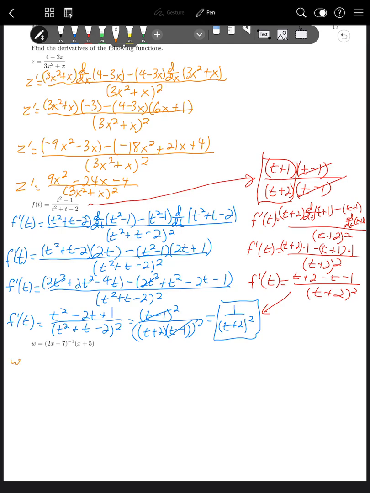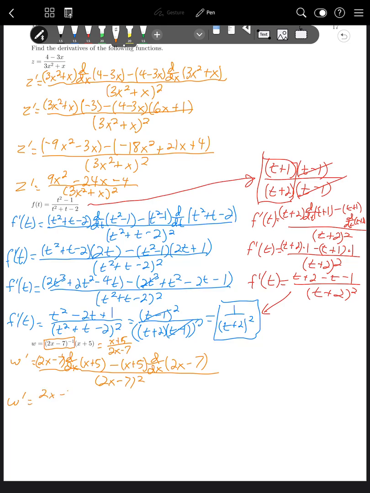So w, in this case, this is the bottom, because it's raised to the negative first power, which means this is the same as x plus 5 over 2x minus 7. Okay, so we can use the quotient rule here. So this is the bottom times the derivative of the top, minus the top times the derivative of the bottom, all over the bottom squared.